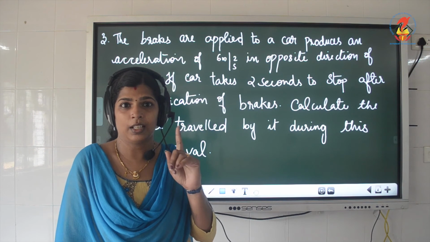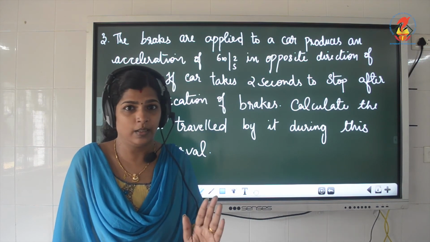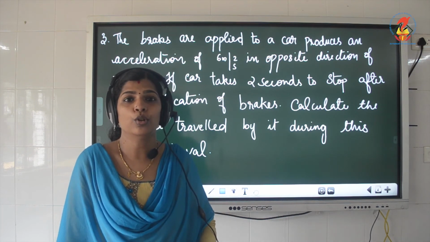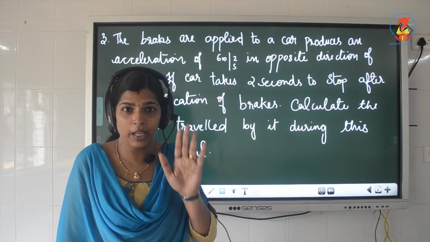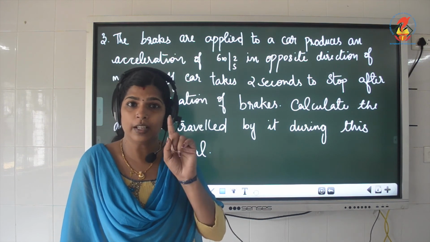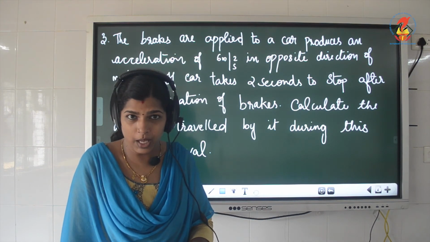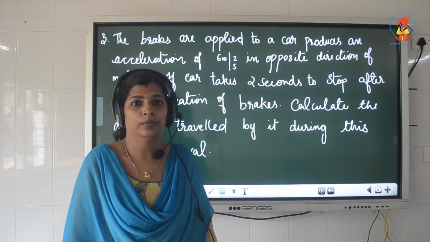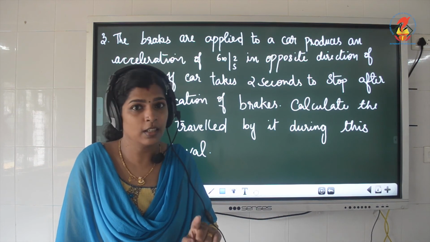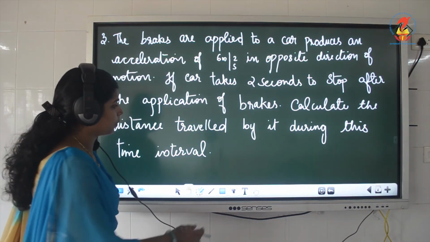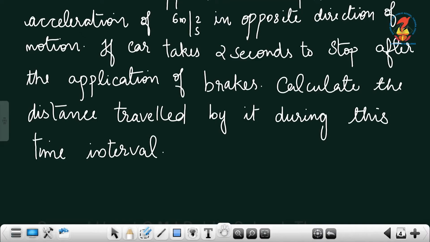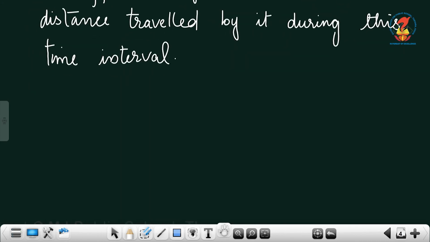Remember it. That is not given in the question. In the question it's given brakes are applied. So, you will get an idea that when brakes are applied, the object will come to rest, which means its final velocity is 0. So, we will solve it like this and calculate the distance travelled.